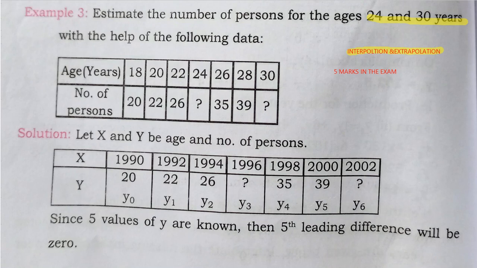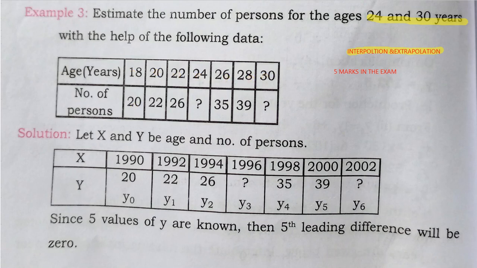The ages are 18, 20, 22, 24, 26, 28 and 30, and the number of persons is 20, 22, 26, then one we should identify, then 35, 39, and one more we have to identify. At age 30 we have to identify, and at 24 we have to identify. So this is the problem they have given.